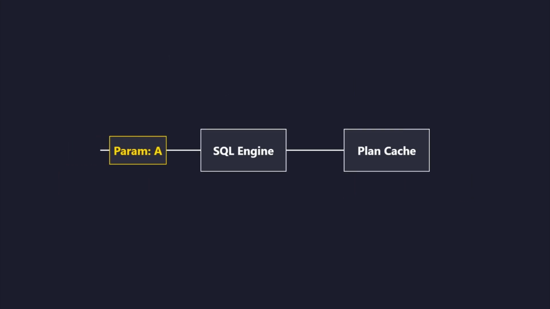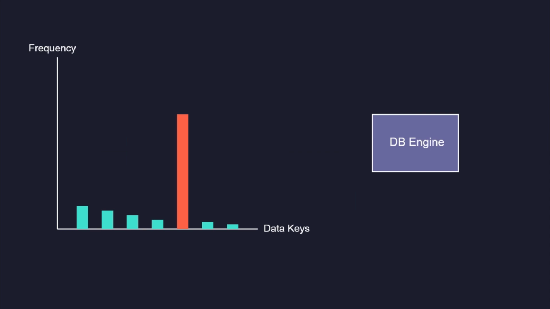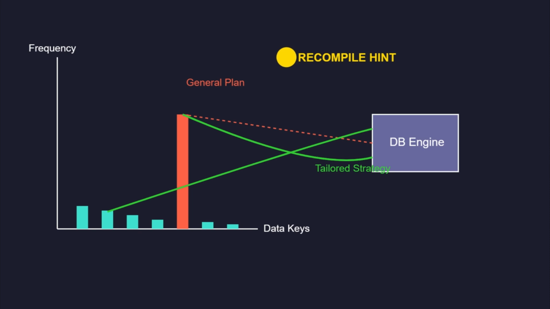Parameter sniffing happens when the engine creates a plan based on the first parameter value it sees. If that value is not representative of typical data, subsequent executions with different parameters may suffer from a suboptimal cached plan. For queries with highly skewed data distributions, adding a recompile hint forces the engine to generate a new execution plan for every specific set of parameters.